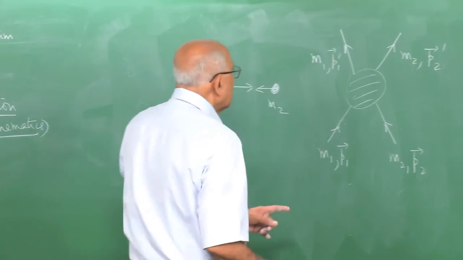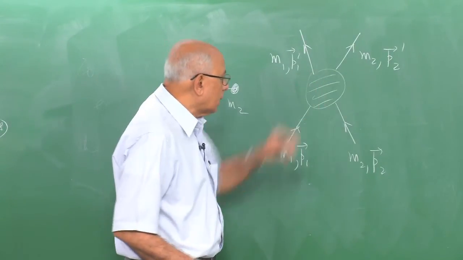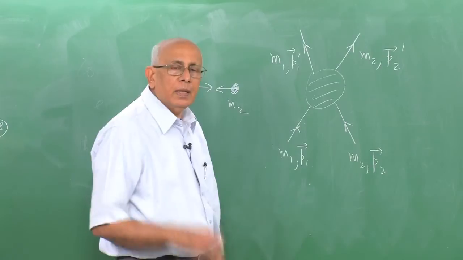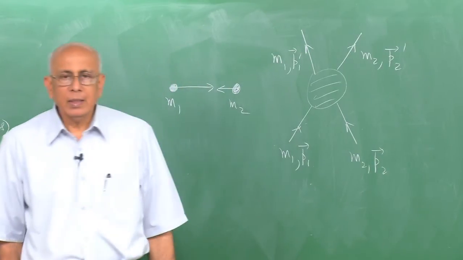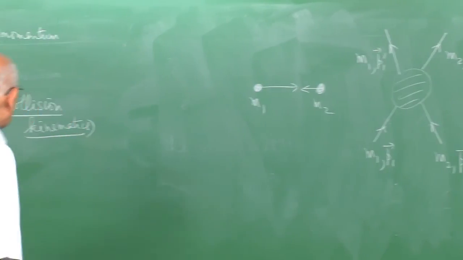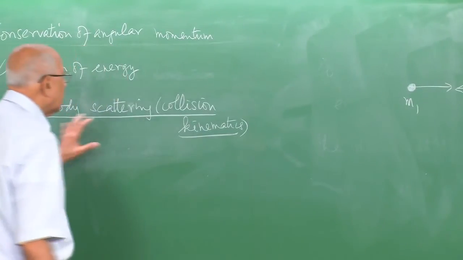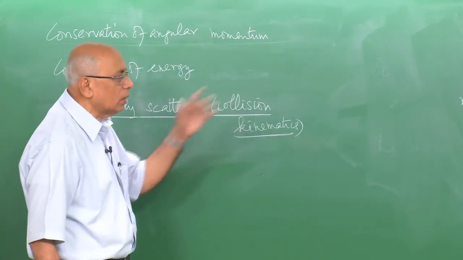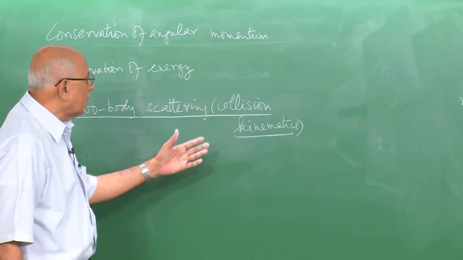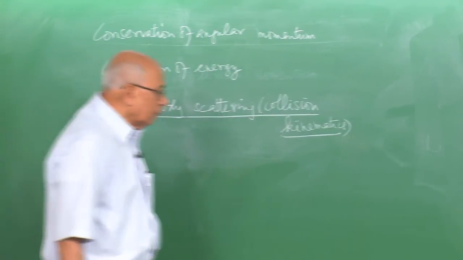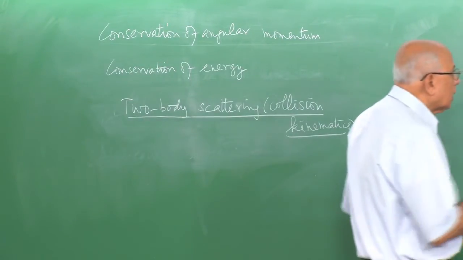So the question is, can we discover what these quantities are given these two quantities based on conservation principles? This is the problem of collision kinematics, or two-body scattering. Scattering is another word for collisions. Can we discover this at all? Well, as always, we should look at a simple case.